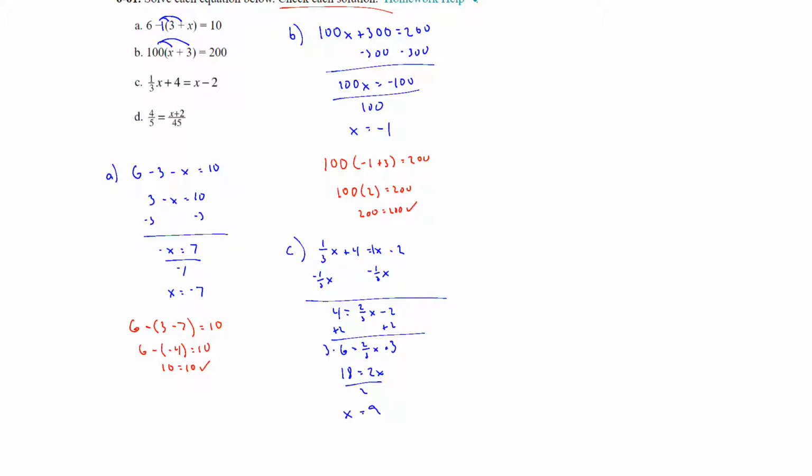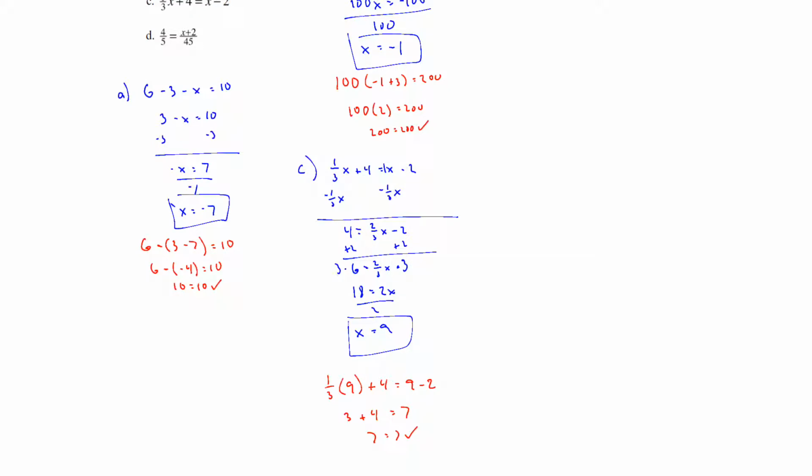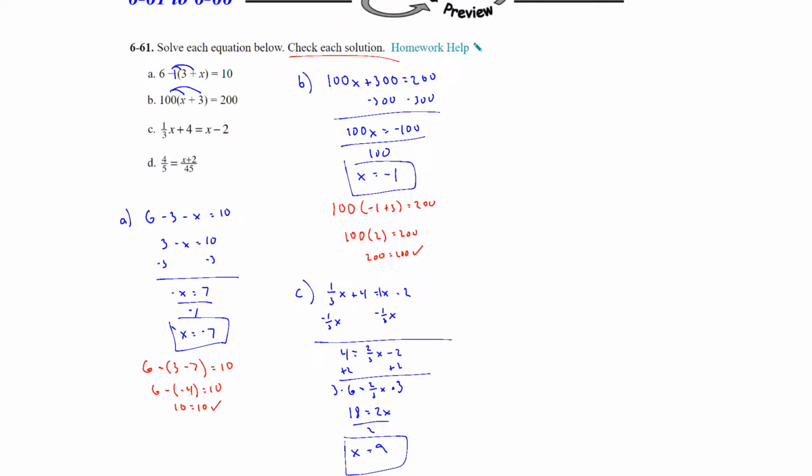And then once again we will check our solution. And there's the check, and we do get 7 is equal to 7, so it does check correctly. And question D. Now D, we have a fraction equal to another fraction, so there are once again a couple of ways we can approach this problem.